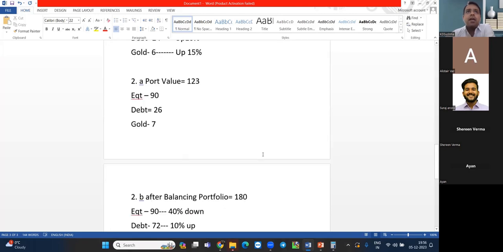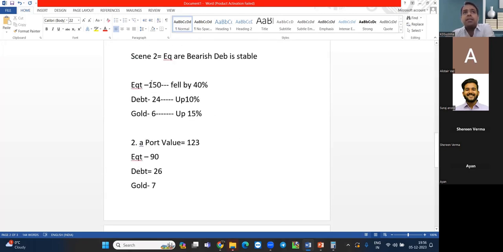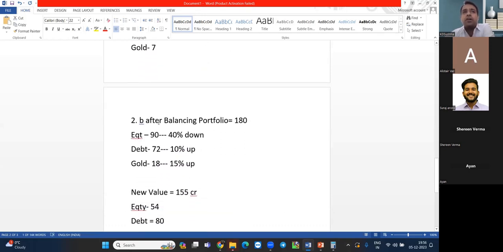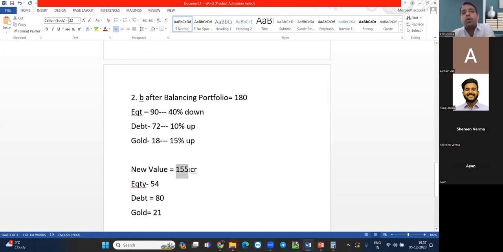Here, when our stance was bearish for equities, we did not change the portfolio allocation. We let it run as it was at the start. So the new portfolio value was 123, correct? But as soon as we rebalance the portfolio, we reduce the equity allocation as per the in-house view: when we are looking at bearishness in the market, we should reduce our equity exposure to 50%.